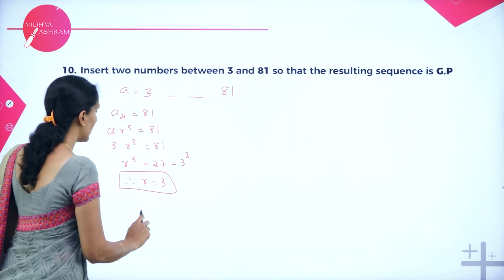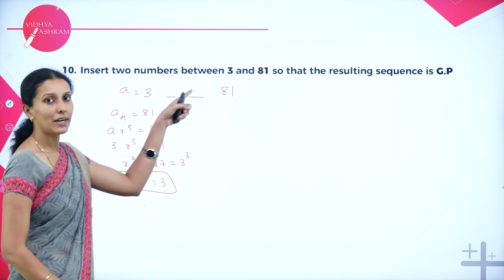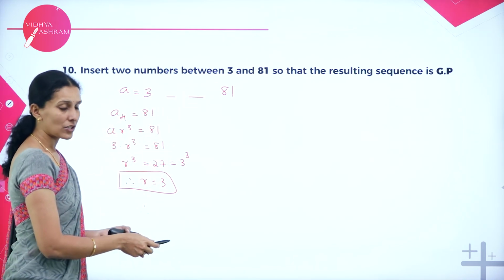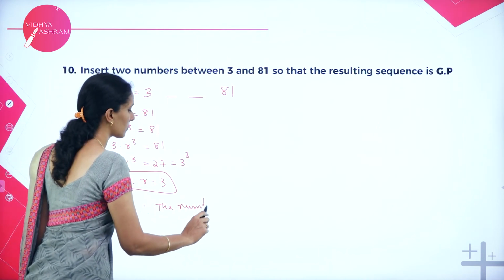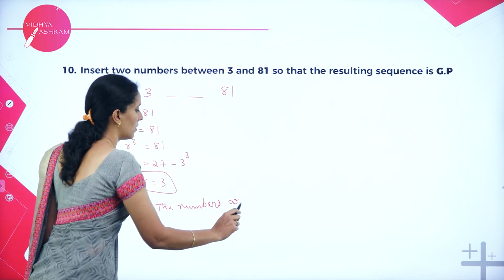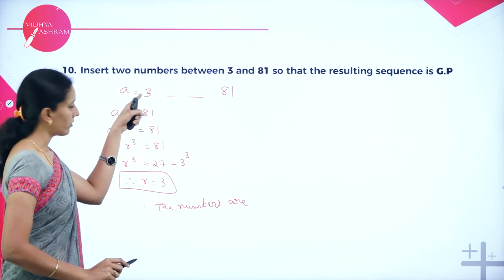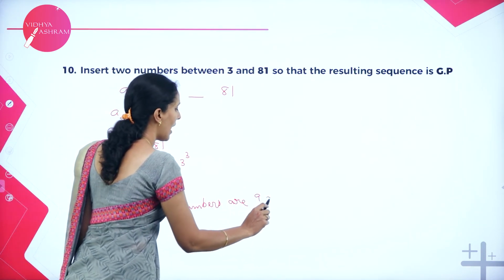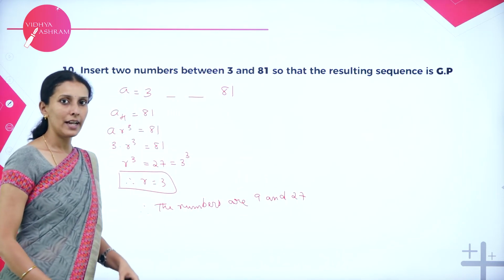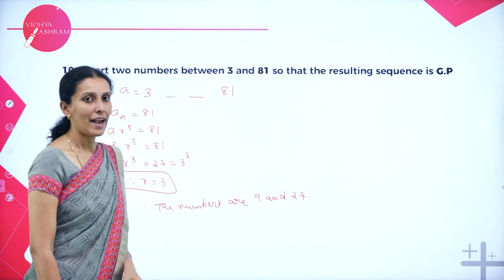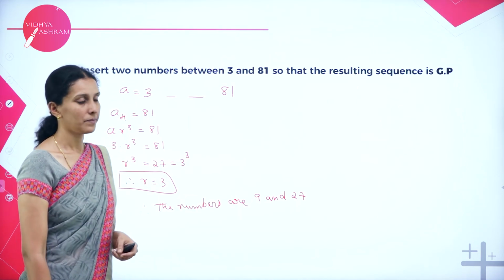So therefore the resulting numbers: go on multiplying by 3, you will get the next 2 numbers. So therefore the numbers are: to the first term multiply 3, 3 3s are 9 and 9 3s are 27 and 27 3s are 81. So the 2 numbers are 9 and 27.